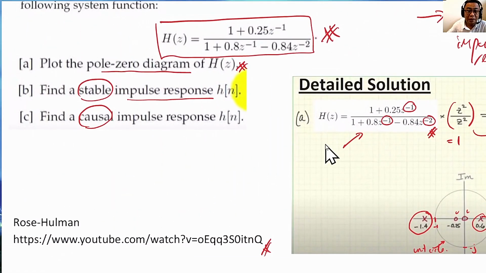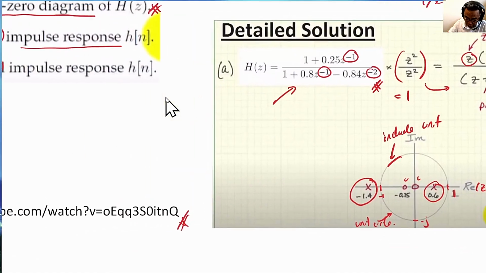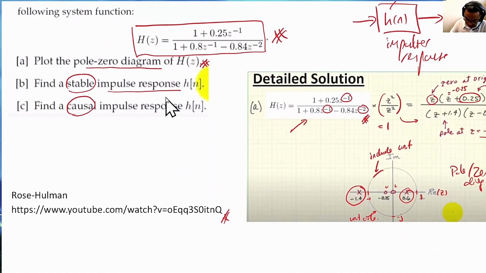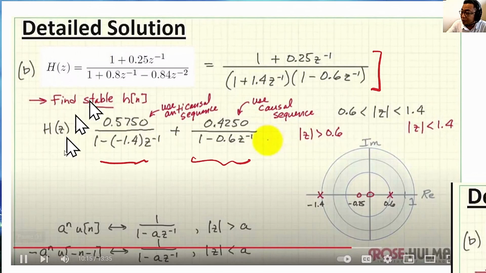Now we can go to the stable impulse response as well as the causal impulse response. For a stable impulse response, we need the ROC, the region of convergence, to include the unit circle. Only when the ROC includes the unit circle would the system be stable. How do we do that? In this example, from this form we go into the partial fraction expansion so that we can identify individually a form that is suitable for the lookup table.